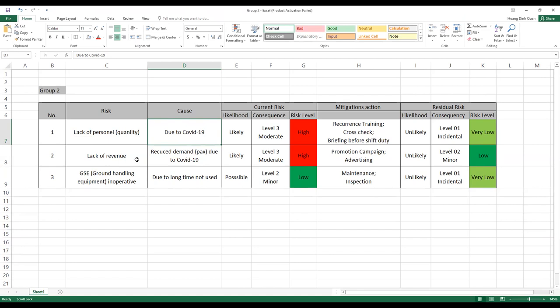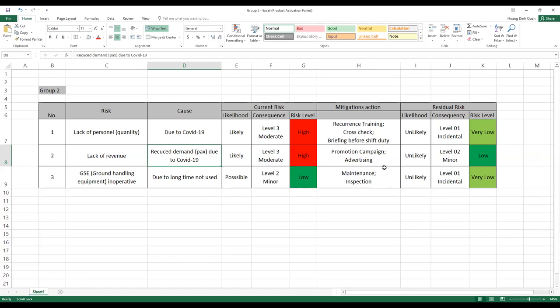About risk number two, we define here the lack of revenue affecting the financial side, because COVID-19 reduces the demand. This means fewer passengers, so reduced revenue, and the current risk is high because it affects the operation of the airline. The risk is high with the likelihood likely and consequence moderate. We apply the mitigation actions, a promotion campaign and advertising to get more passengers. After two mitigation actions, the risk decreases from high to low, with the consequence minor, level two, and likelihood unlikely.